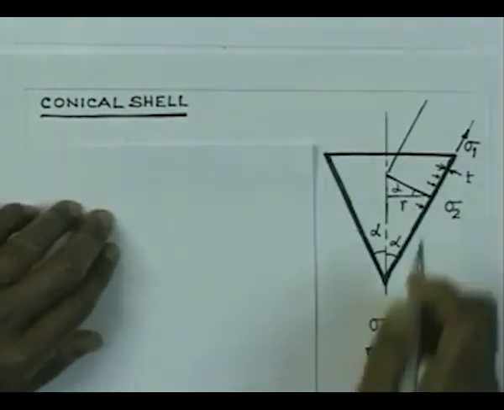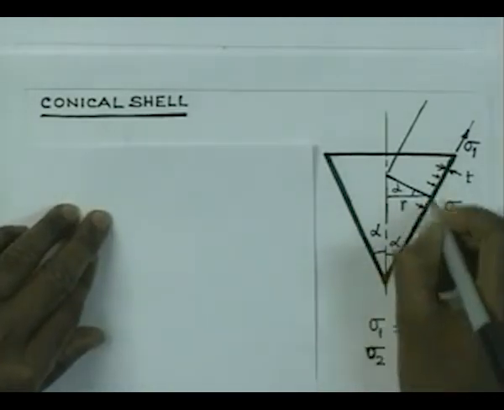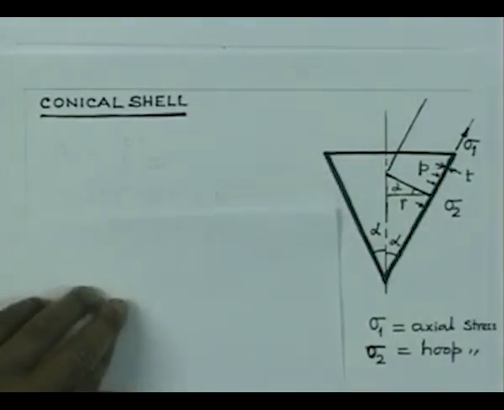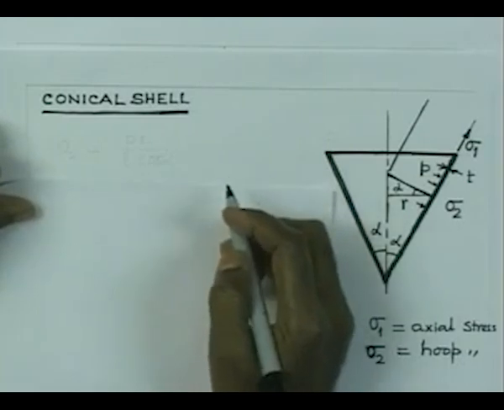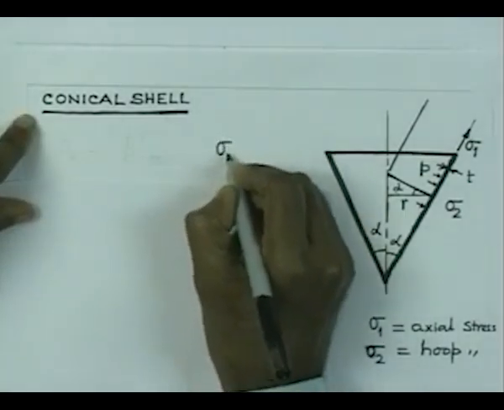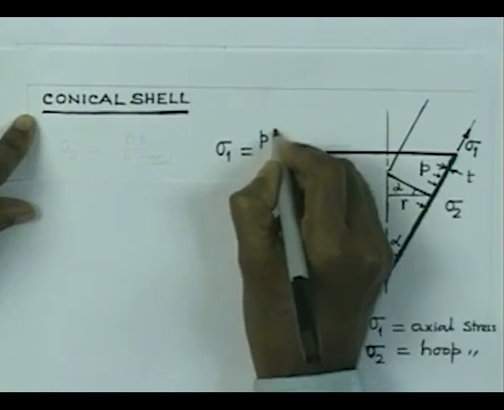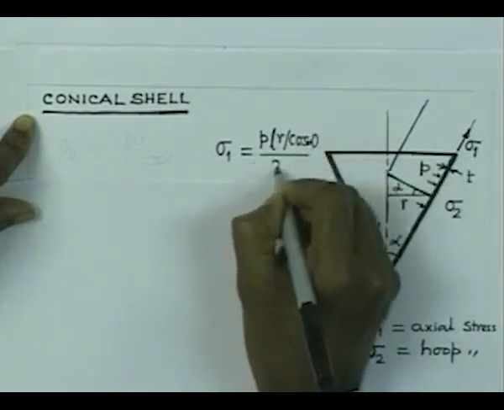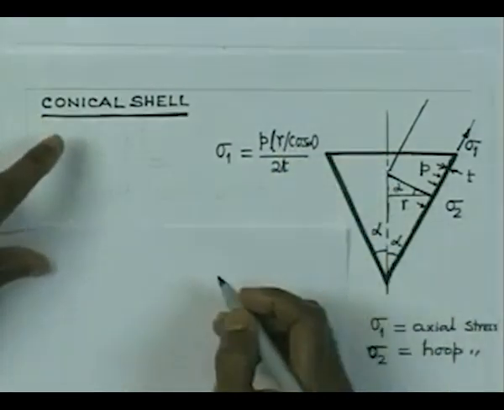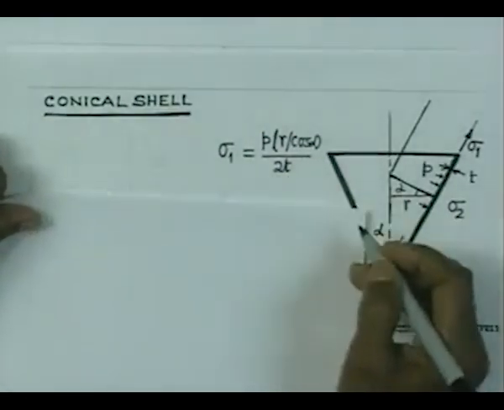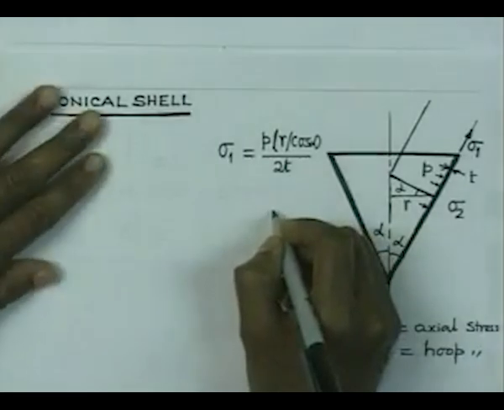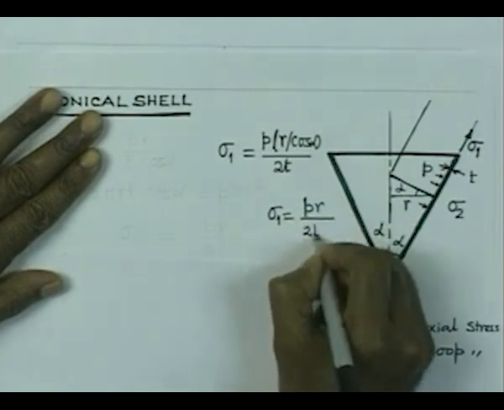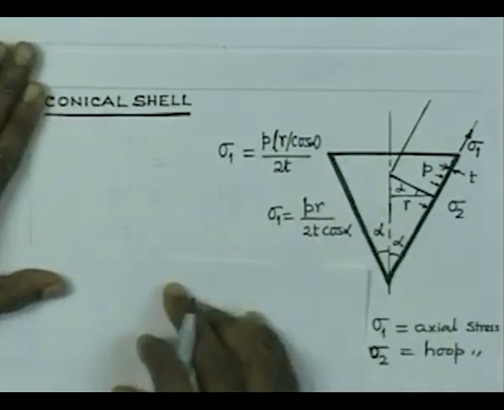So, for a vessel with radius r by cos alpha and internal pressure P, the axial stress is going to be P r by 2 T. Therefore, sigma 1 is equal to P (r by cos alpha) by 2 T. So, that is the value of the sigma 1 stress, and therefore sigma 1 will come out to be P r by 2 T cosine alpha, that is the axial stress.